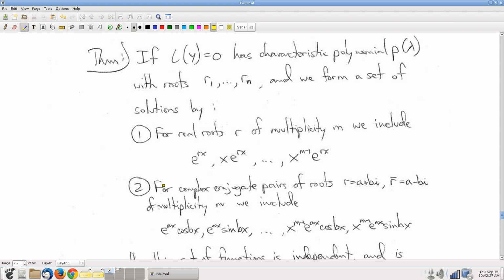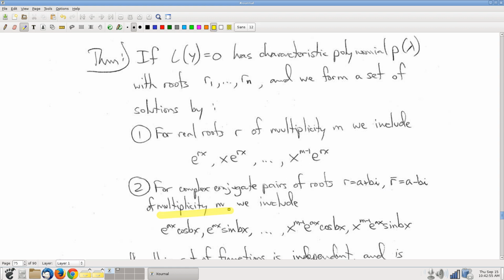For the complex roots, don't take them one at a time. Take complex conjugate pairs of roots. So don't think of this as just a plus bi. Think of the pair, a plus bi and a minus bi. This pair of roots gives us this pair of solutions, as we previously discussed. Two roots gives us two solutions, so the arithmetic is fine.